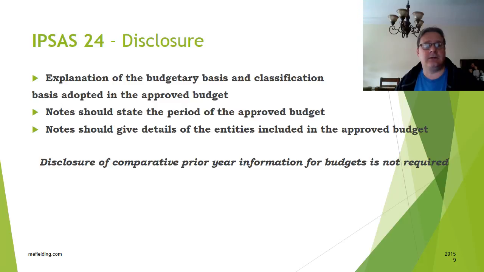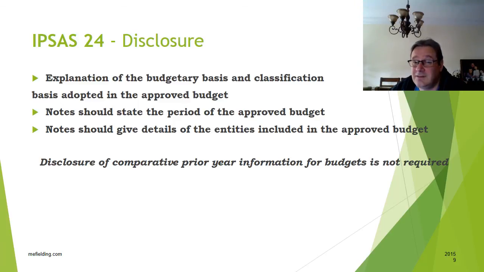So in IPSAS 24, you are asked to disclose three or four big items. Explanation of the budgetary basis and classification basis in the approved budget. I mean, it sounds easy, doesn't it? But oh my God, that's enormous in real life. Imagine trying to explain the whole budgeting system for an entire country if you're in Britain or Russia or America or somewhere. Notes should state the period of the approved budget.